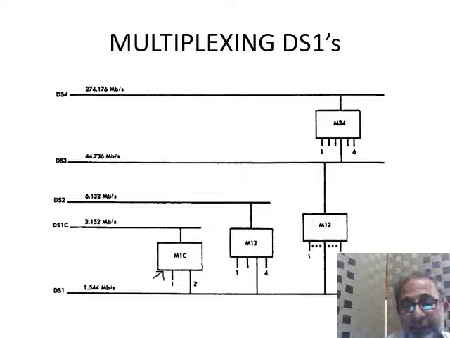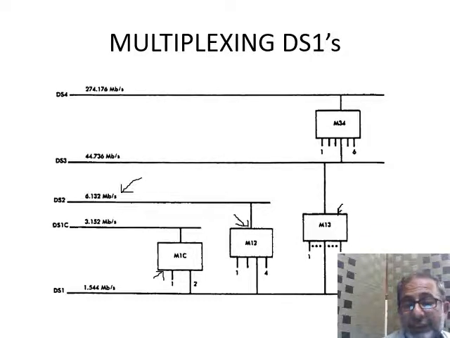If we combine or multiplex four DS1s, which is done in this multiplexer M12, we get a DS2 signal, which has 6.312 megabits per second. Similarly, if we have 28 DS1s and they are input to an M13, we get a DS3 signal of 44.736 Mbps.